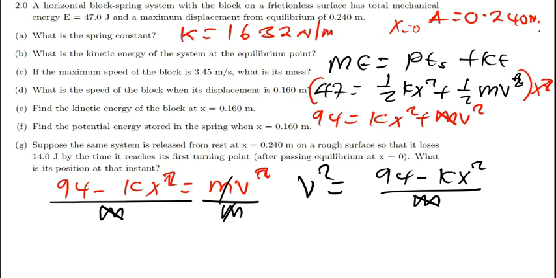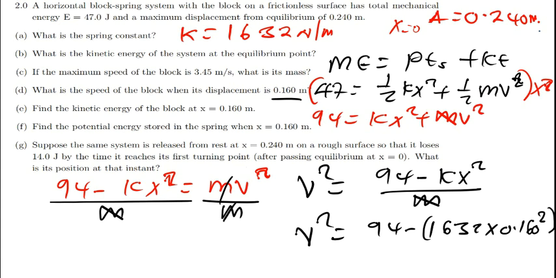Okay, now let's plug in the values. So v squared will be equal to 94 minus the k value, which is 1600. I'll put them in brackets. 32 times the x, we have been told that x is 0.160. Then I square it. Then I divide this by the mass. We discovered that the mass we found from question C was 7.9, since the mass is just constant.